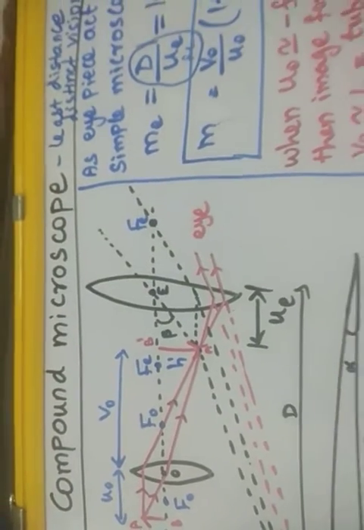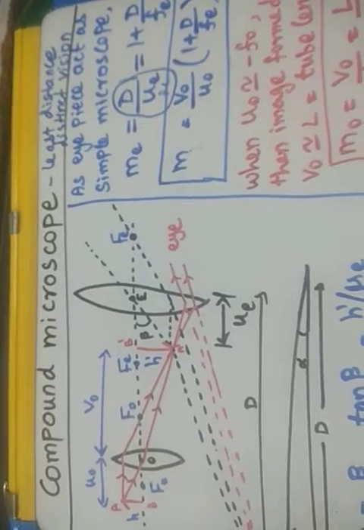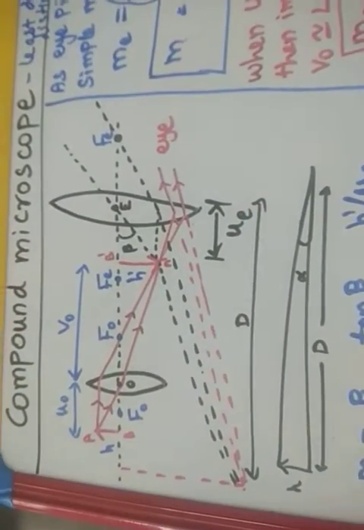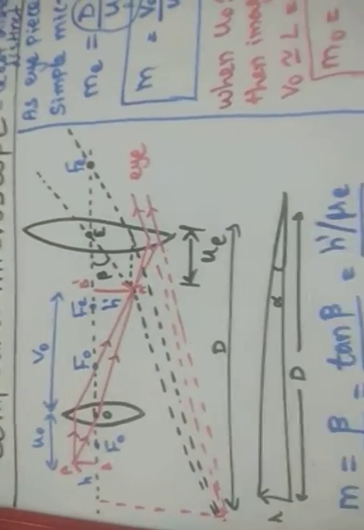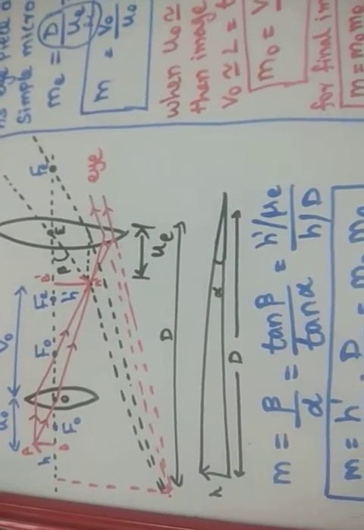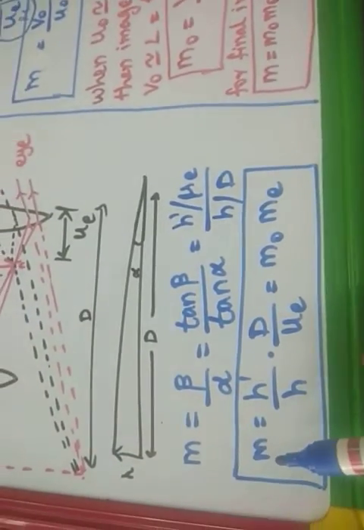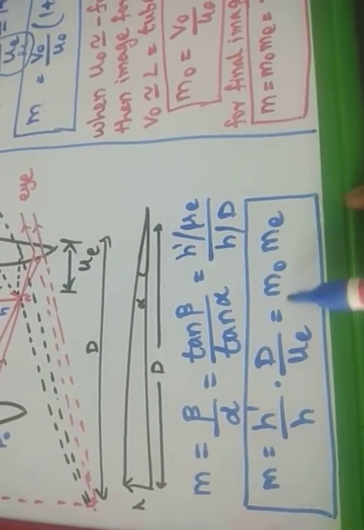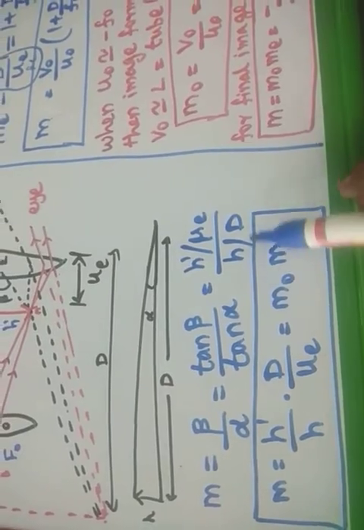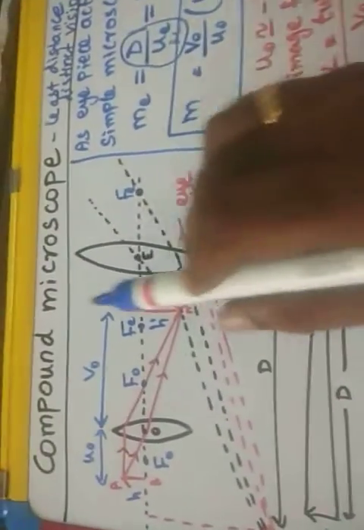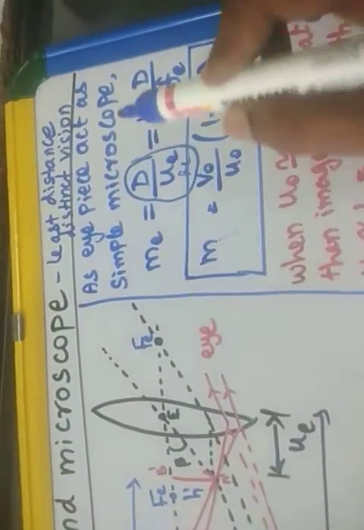So in this video, we have studied in detail the compound microscope image formation at the least distance of distinct vision as well as when the image is formed at infinity. The simple underlying property is that the total magnification is equal to the magnification of the objective lens into the magnification of the eyepiece. This magnification of the eyepiece works on the principle of the simple microscope.